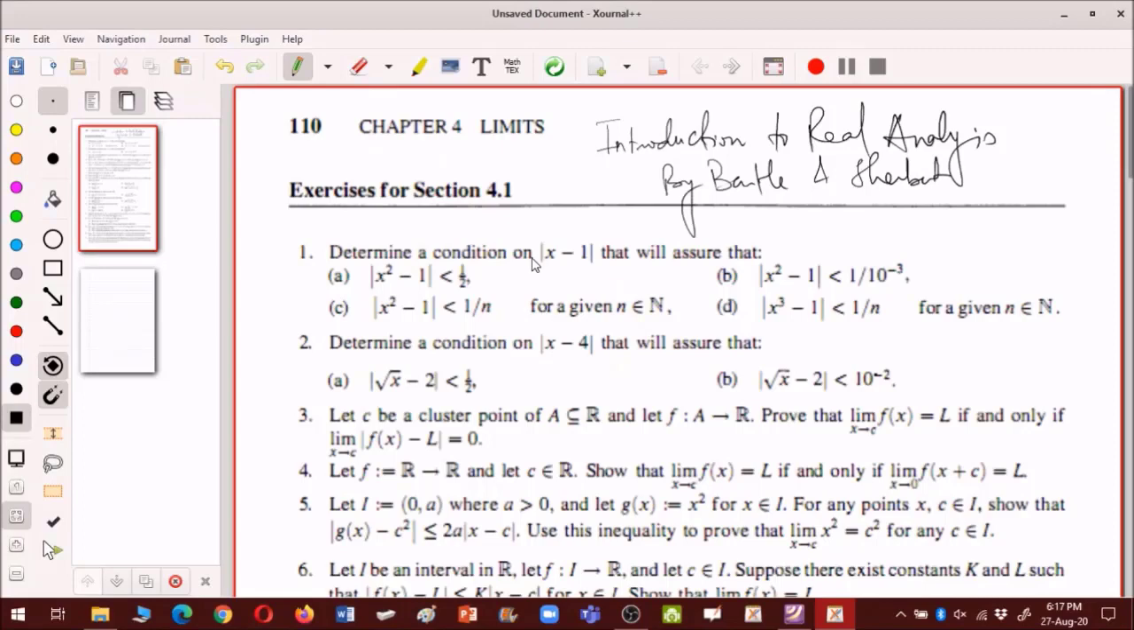Welcome everyone. In this video, we will discuss exercise 4.1 from the book Introduction to Real Analysis by Bartle and Sherbert. So let us start with the first question of this exercise.